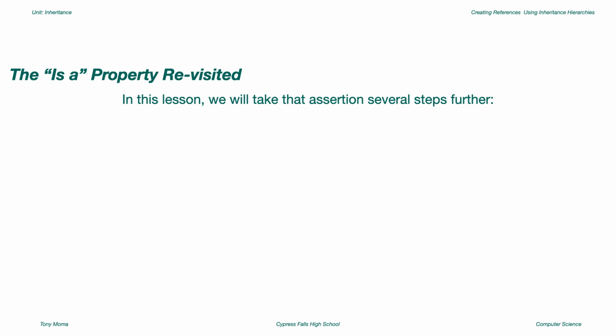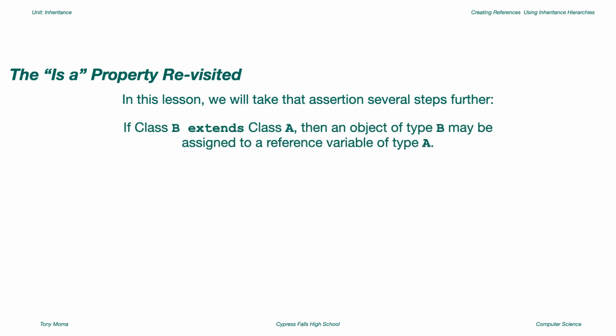In this lesson, we're going to take that assertion several steps further. If class B extends class A, then an object of type B may be assigned to a reference variable of type A. For example, if I declare a shape reference named S1, I can assign that reference to a circle object because circle extends shape.